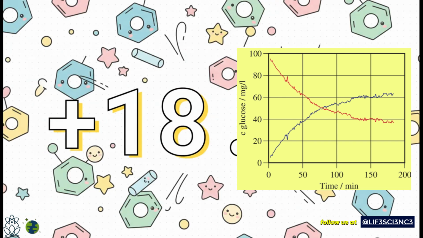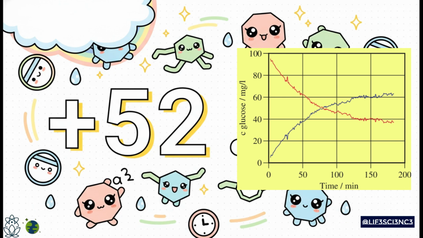Okay, now hold that thought. What happens if we do the exact same experiment, but with pure beta-glucose? We get a totally different result. It only bends the light by positive 18.7 degrees. This is the smoking gun. It proves they are two distinct molecules with their own unique properties, even though they're built from the exact same parts.